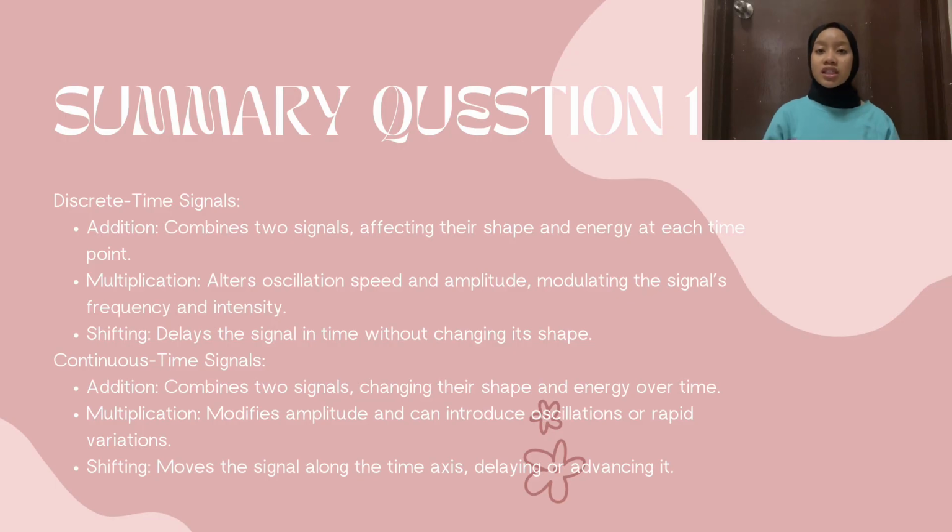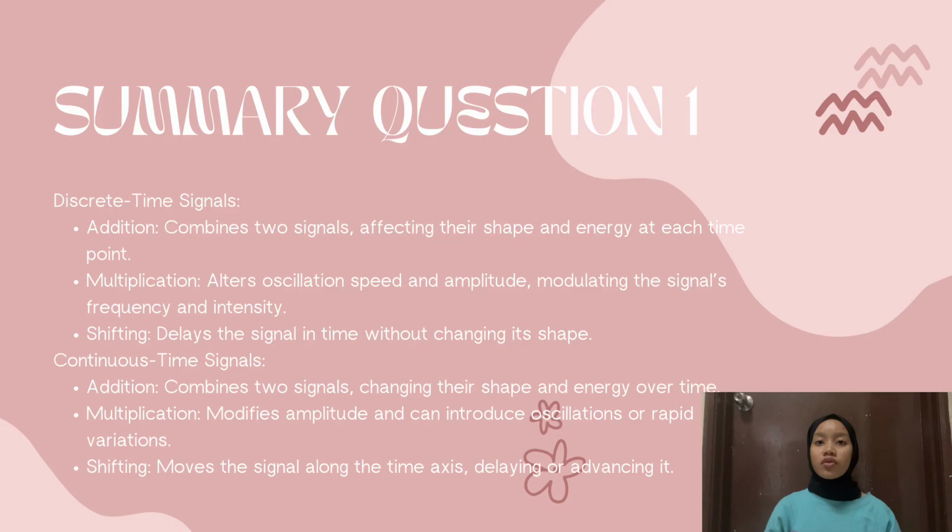addition combines two signals, changing their shape and energy over time. Multiplication modifies amplitude and can introduce oscillation or rapid variation. Shifting moves the signal along the time axis, delaying or advancing it.